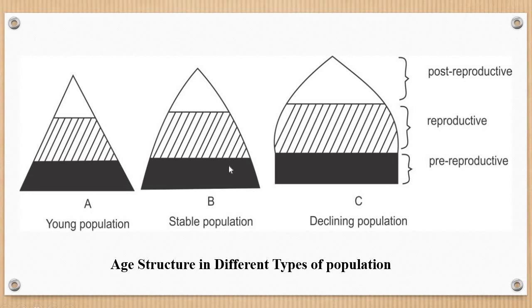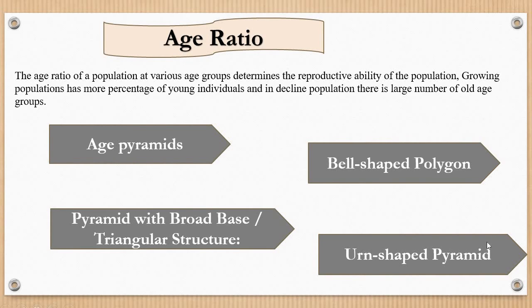So it gives a bell-shaped appearance to the pyramid, and it is almost stationary, or you can say a stable population. Why is it a stable population? Because the young ones are more, and equally the reproductive stages are also more, so the population is said to be stable or stationary, right? And the population grows slowly in this case. Okay, so the last pyramid is the urn-shaped pyramid.